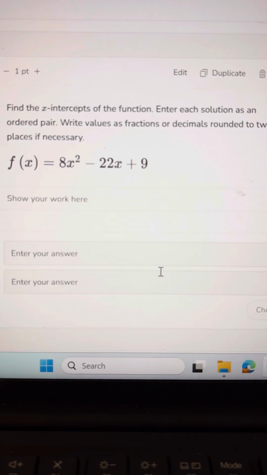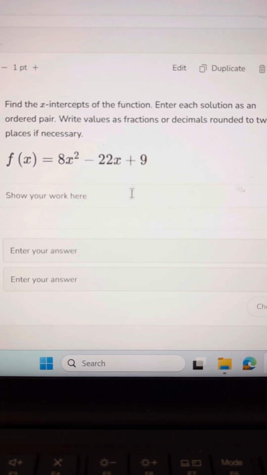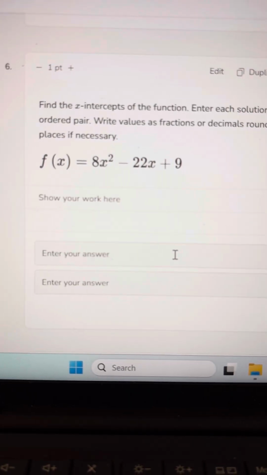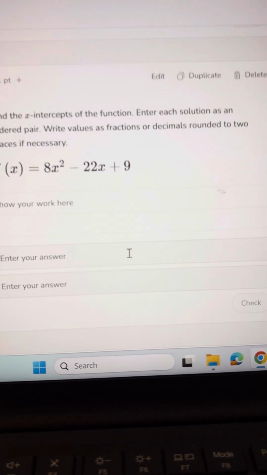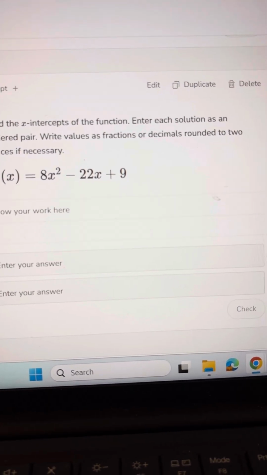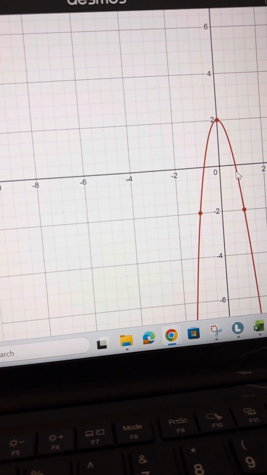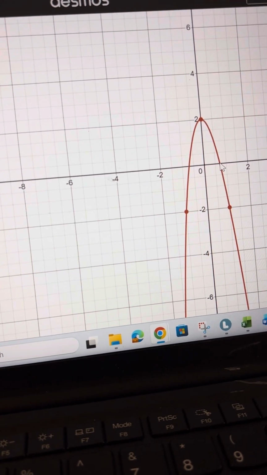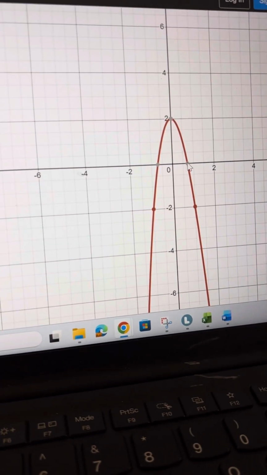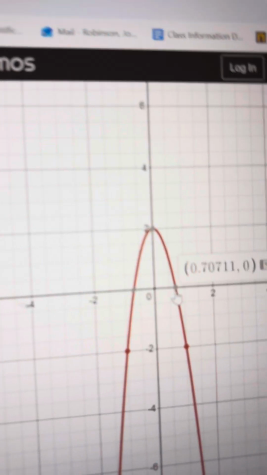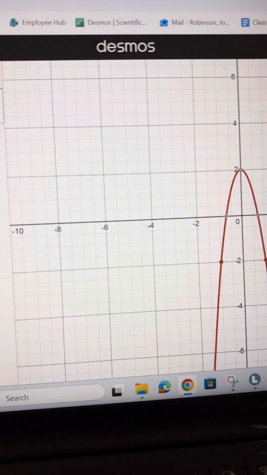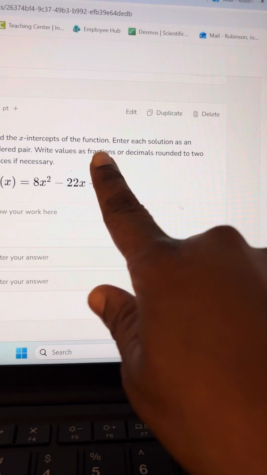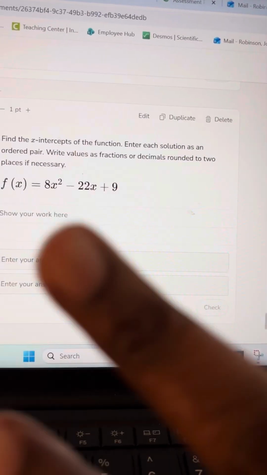Find the x-intercepts. This one you're going to put in decimals. Find the x-intercepts and enter the solutions as ordered pairs. So if you put this in decimals and you come over here and it crosses the x-axis, that is your x-intercept that you will write as an ordered pair. I also think that it says on here that if it is a decimal or a fraction, round it to 2 places after the decimal.